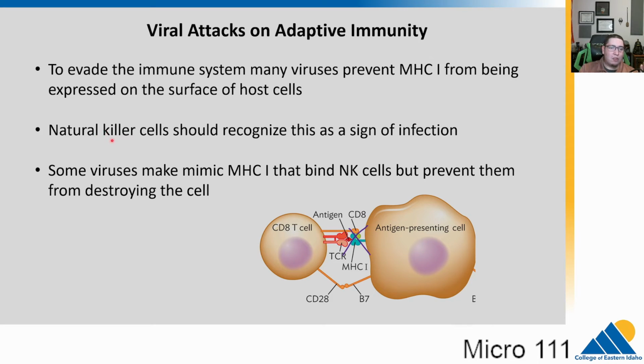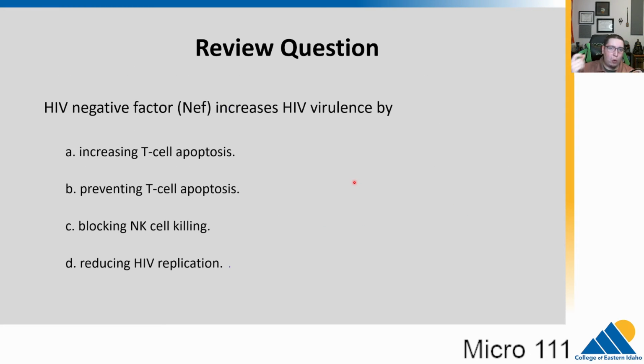So some viruses have developed mimic MHC1 proteins. So they make a protein that looks kind of like MHC1, but it binds to certain cells and prevents them from destroying the cell. So they evolved something, we evolved something, they evolved something. It's this constant battle. And this is the thing about pathogens, right? We're constantly evolving immune defenses, and then they evolve against those immune defenses. Fascinating subject. All right, let's finish up with a little review question here.